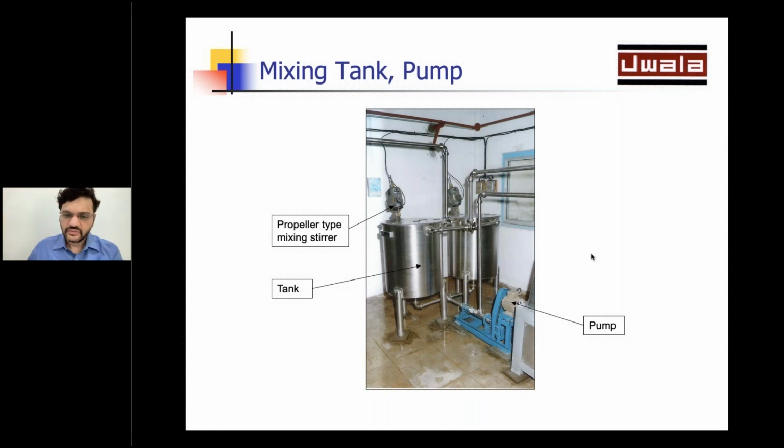Then for the pump, we normally use screw type pumps as part of this operation because the product is very viscous. So we need to use a screw type pump. A normal centrifugal pump doesn't work for these applications.